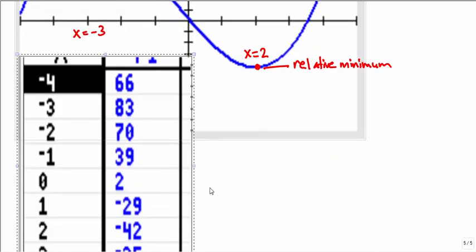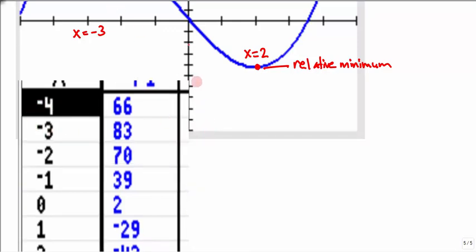So with this table, we can see at negative 3, I go clear up to 83, and if you notice, it's higher than 66 and 70, so that's showing my relative max. So this is my relative max, because it's higher than any points around it at 83.